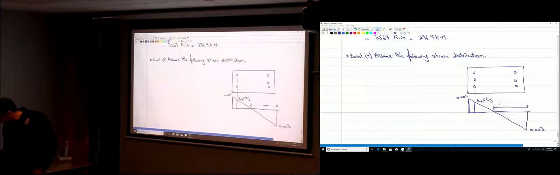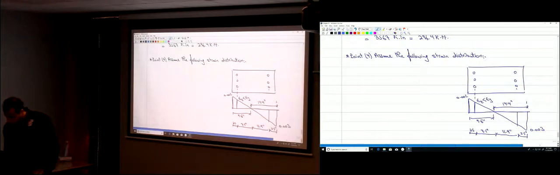So solving for this distance, this is going to be 14.4 inches from the similarity of the triangles. And this distance over here is going to be the total width of the section, which is 24, minus 14.4, so that's 9.6 inches. The cover over here is 2.5 inches. So subtracting 2.5 from 14.4, that's 11.9 inches. And again here, subtracting 2.5 from the 9.6, that's 7.1 inches.